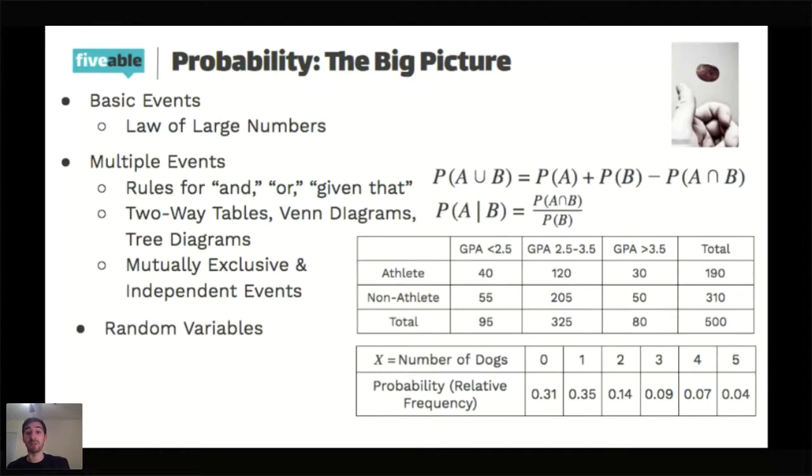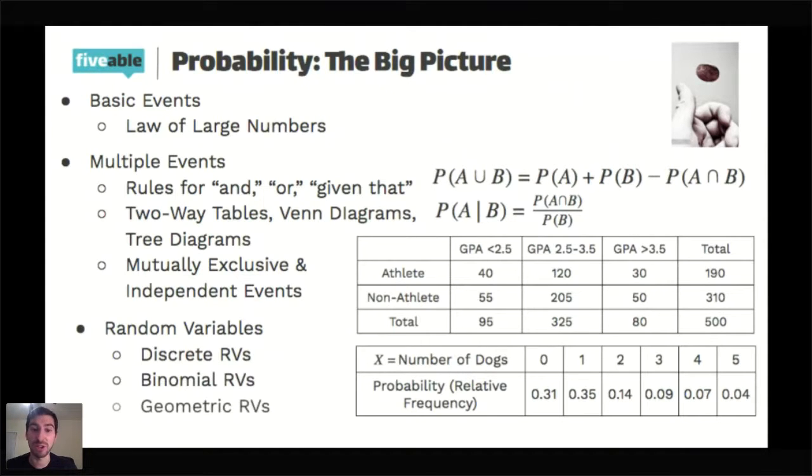Tonight, we're really going to hone in on the bottom right part of your screen, where you see a table involving the number of dogs that different households have. That's called a discrete random variable. But there are also binomial random variables, geometric random variables, and then continuous random variables, which can be shown as normal distributions. All of these kinds of things are the types of scenarios that make up just about every single free response question in a probability context.